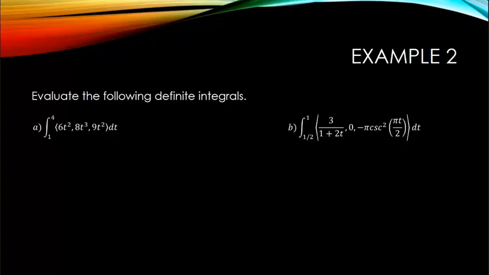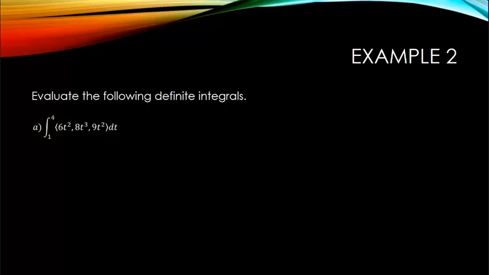I want to evaluate the following definite integrals. First, I want to evaluate the integral from 1 to 4 of the vector with components 6t squared, 8t cubed, 9t squared dt, and I want to evaluate the integral from 1/2 to 1 of the vector with the components 3 over the quantity 1 plus 2t, 0, and negative pi times the cosecant squared of pi t over 2 dt.